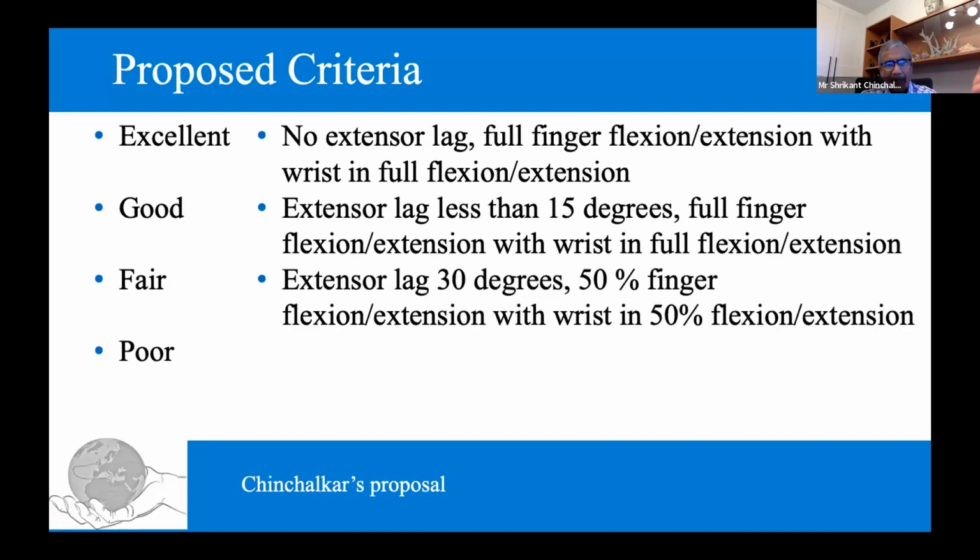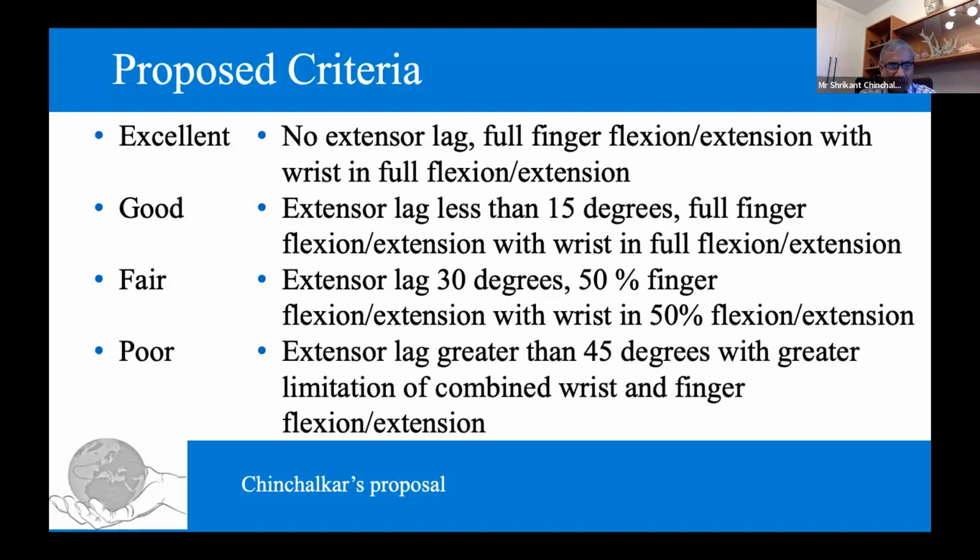And fair should be if the patient had an extensor lag of 30 degrees with 50% finger flexion and extension with the wrist in 50% of flexion and extension, compared with the contralateral side. And poor will be extensor lag greater than 45 degrees with greater limitation of combined wrist and finger flexion as well as extension. So I have about 15 to 17 cases who were in the vicinity of the extensor retinaculum, and I would like to write up on these patients and use this proposed criteria to see how my patients have fared with the management that I have described.